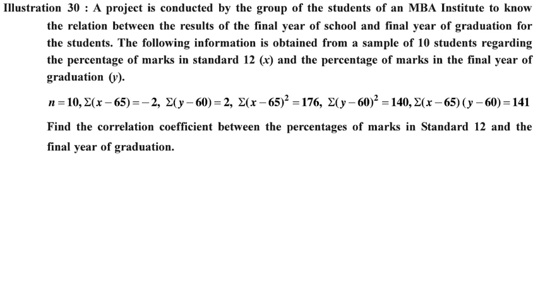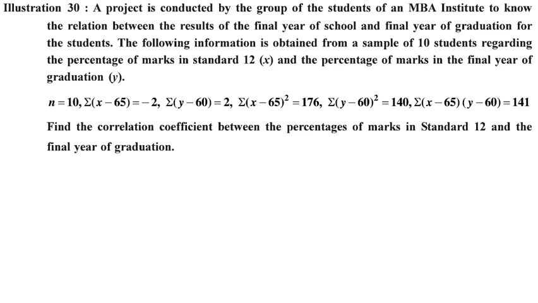We have the data: n is 10, summation x minus 65. Usually we have x minus x bar or x minus a, but right now only the value 65 is given. The answer is negative 2. Summation y minus 60 is positive 2, then x minus 65 square, y minus 60 square, and x minus 65 into y minus 60. So there are two options.